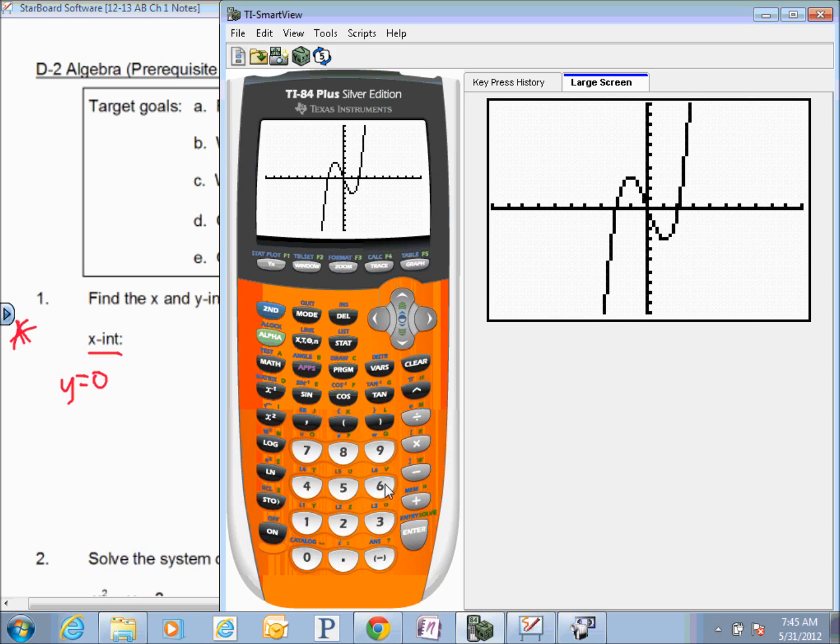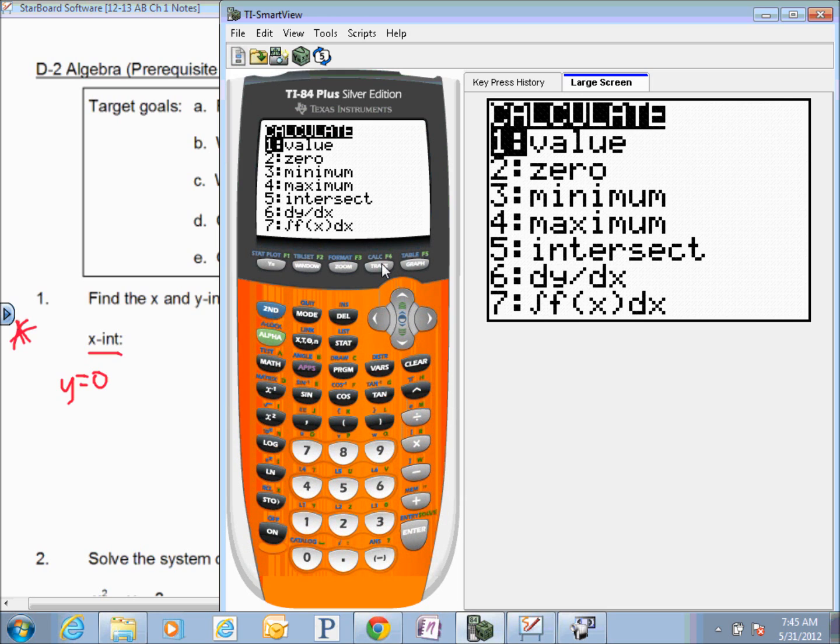Now, if I want to find an x-intercept, to make it as simple as possible, we're going to go into our favorite menu, our calculate menu. So hit your second button, and then the trace button's second feature is calculate. So hit your trace button after that. So now you're looking at the calculate menu. And in the calculate menu, there's a lot of things. We're going to use this. This is probably going to end up being your favorite menu.